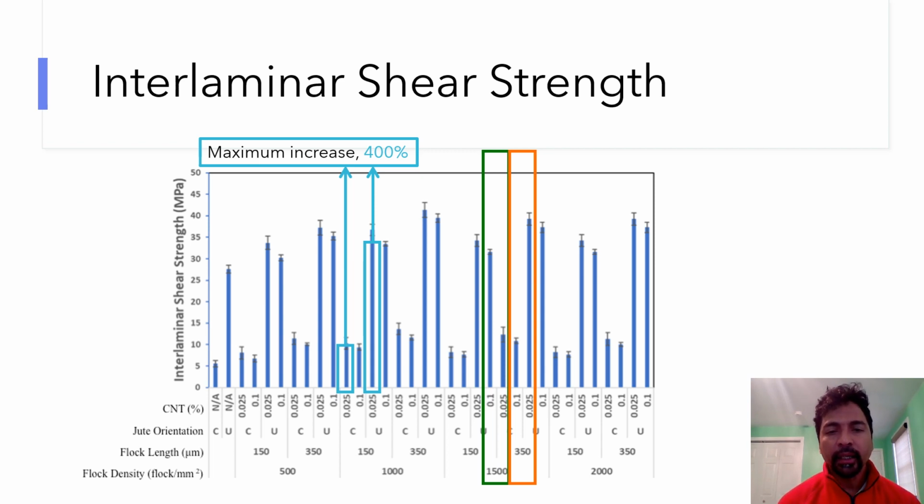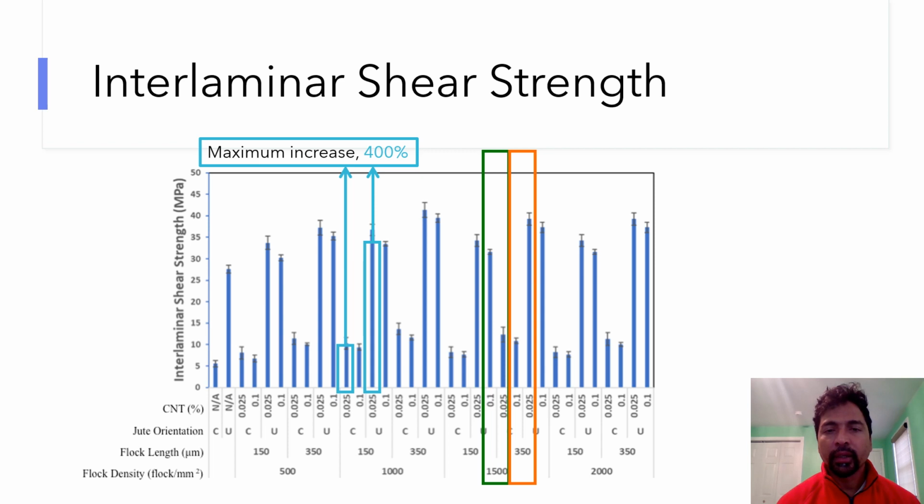Now, let's pick a composite type of 1000 flock density of 150 micron carbon fibers, where you can compare the interlaminar shear strength of the unidirectional composite with the cross-ply composite. You see a significant improvement, which is a 400% increase in interlaminar shear strength when we change the orientation from cross-ply to unidirectional.